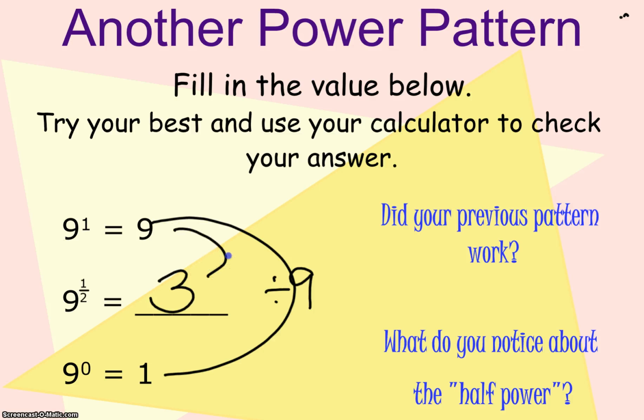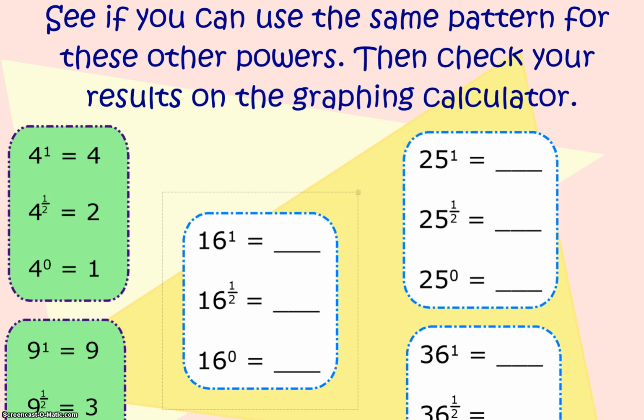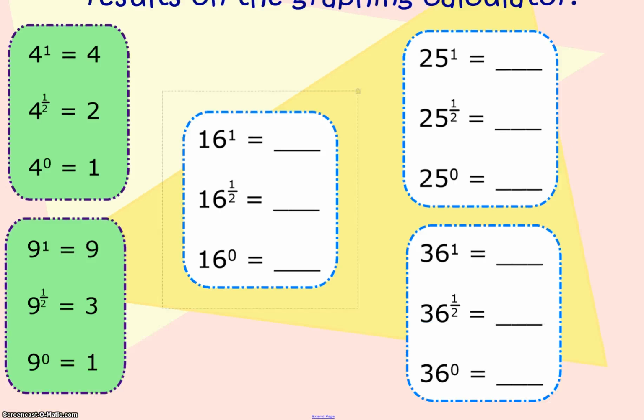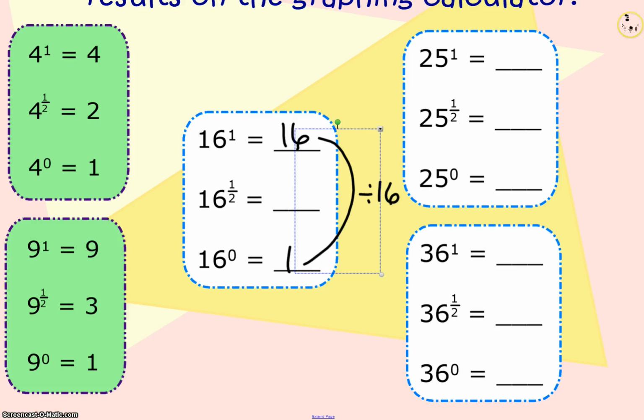It's a geometric sequence, right? So divide by 3. Divide by 3. Overall, you're going to get divided by 9. See if you can use the same pattern for these other powers, then check your results on the graphing calculator. So we did these first two. 16 to the first power is 16. 16 to the 0 is 1. How do we get from 16 to 1? Divided by 16. So divide by 4, divide by 4.